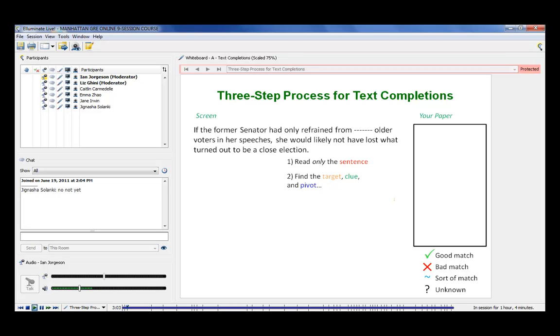And the target is maybe the simplest idea. The target is just what the blank is referring to. So the target is what the blank refers to. The clue is kind of the exact opposite. It's the word or words or phrase in the sentence that refers back to the blank. And finally, we want to look for pivots. And not every sentence is going to have a pivot, but when they're there, they're very helpful. And the pivots are just a way of us recognizing whether the clue agrees or disagrees with the blank.